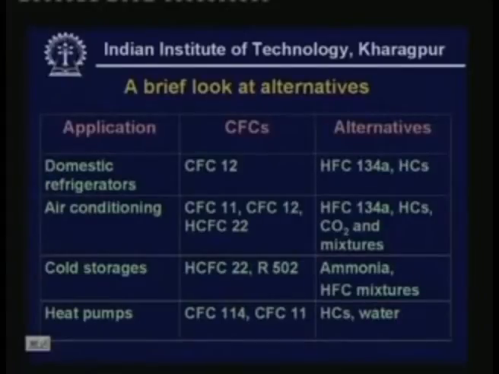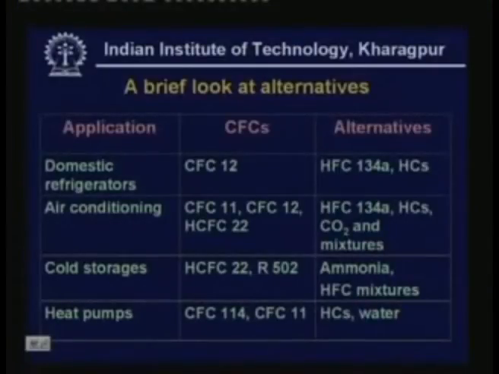And in cold storages, previously HCFC 22, that is hydrochlorofluorocarbon 22, was used, and a mixture R502 was also used, and these two substances have non-zero ozone depleting potential, so they also have got to be banned. And so they are now being replaced by ammonia and hydrofluorocarbon mixtures. And for heating applications in heat pumps, previously CFC 114 and CFC 11 were used, and both these are ozone depleting substances, so they are being replaced by hydrocarbons and water.